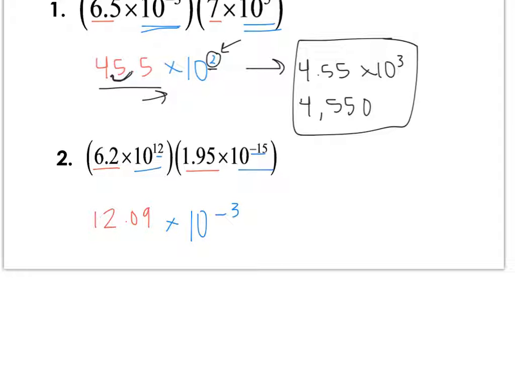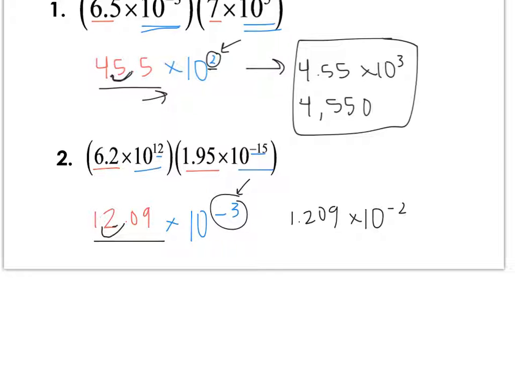But now I'm breaking a rule. This number has to be between 1 and 10. So if I move my decimal 1 place to the left and get 1.209, I wanted to go 3 units to the left, but now I already went 1 extra to the left. So I have to go 1 less than 3, which would be 2, and I still have to go to the left, so it's actually 10 to the negative second.